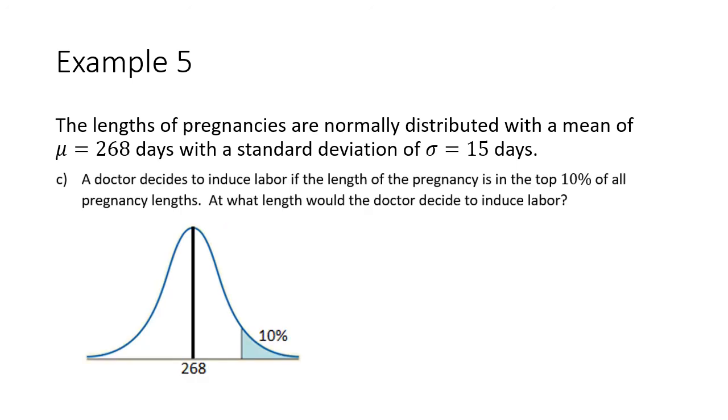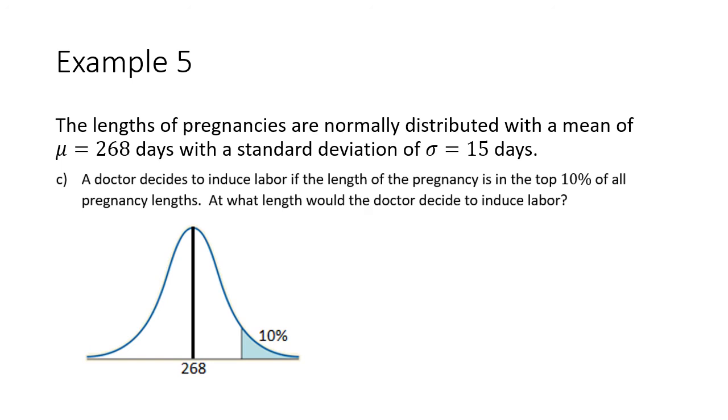And here's the last part, which is really convenient with the technology as well. Let's say a doctor decides to induce labor if the length of the pregnancy is in the top 10% of all pregnancy lengths. That means that if you still haven't had the baby by your due date, and it's getting far past your due date, the doctors can induce labor. They can try to artificially get labor to begin so that you can birth the baby using any number of methods. So this doctor says that if you're in the top 10%, he's going to induce labor. So at what length would the doctor induce labor?